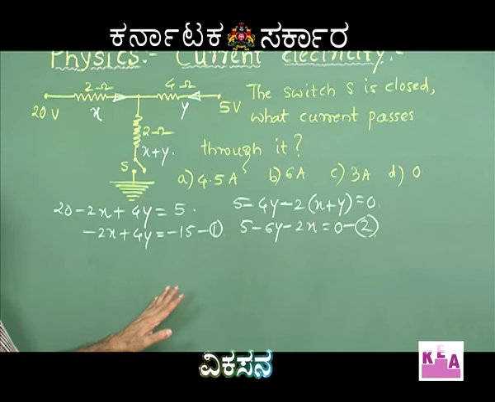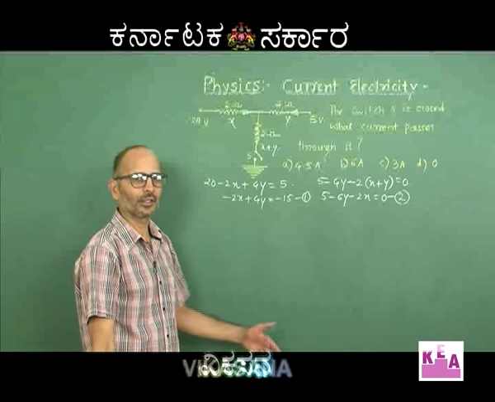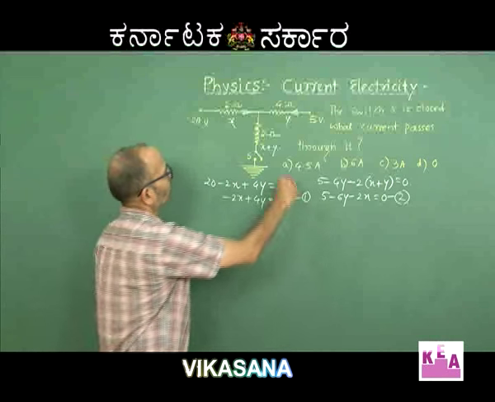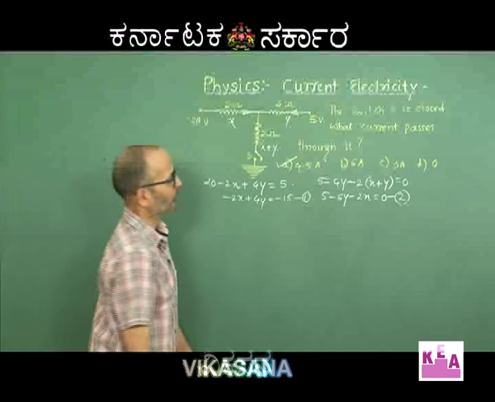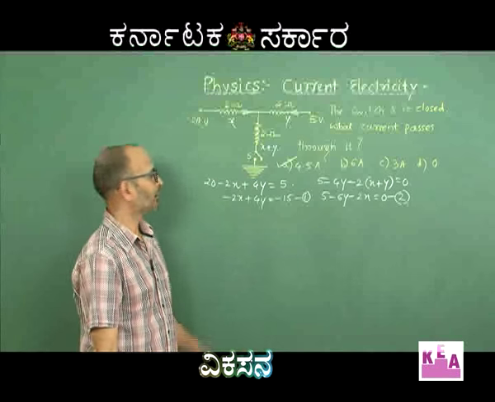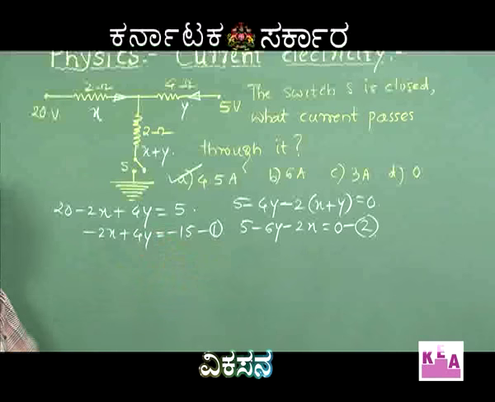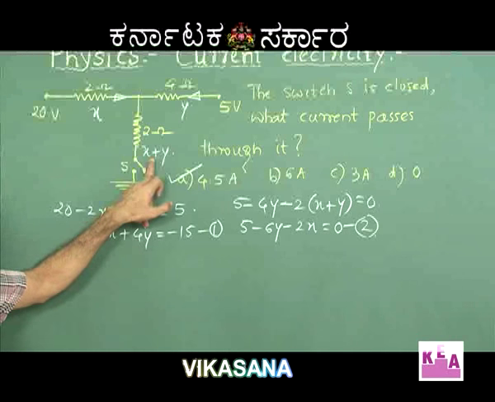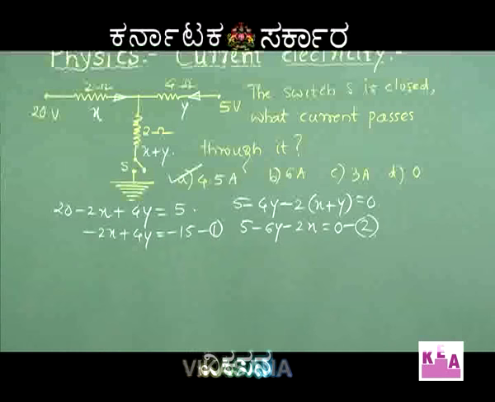So now you have your 2 equations in x and y, and 2 unknowns. If you solve them simultaneously, you will get the values of x as well as y, and then your answer is going to be x plus y, and that leads to the first option, 4.5 amperes. Of course, you can always verify by solving these 2 equations simultaneously and getting the values of x and y, but remember the current through the switch is x plus y, and that is 4.5 amperes.